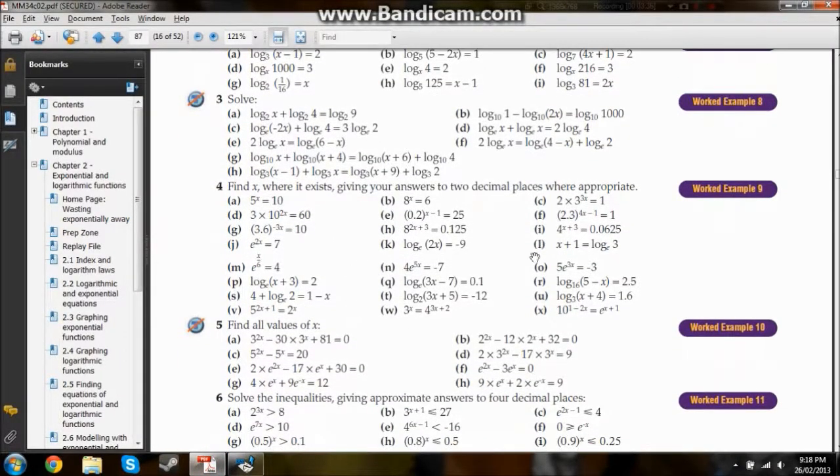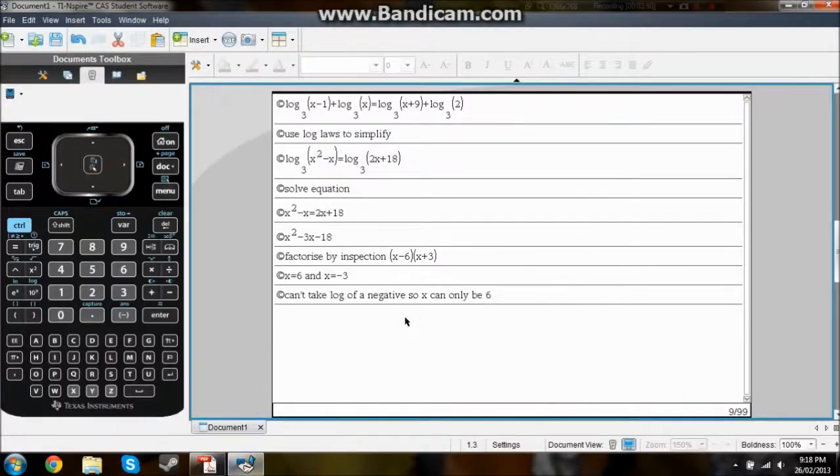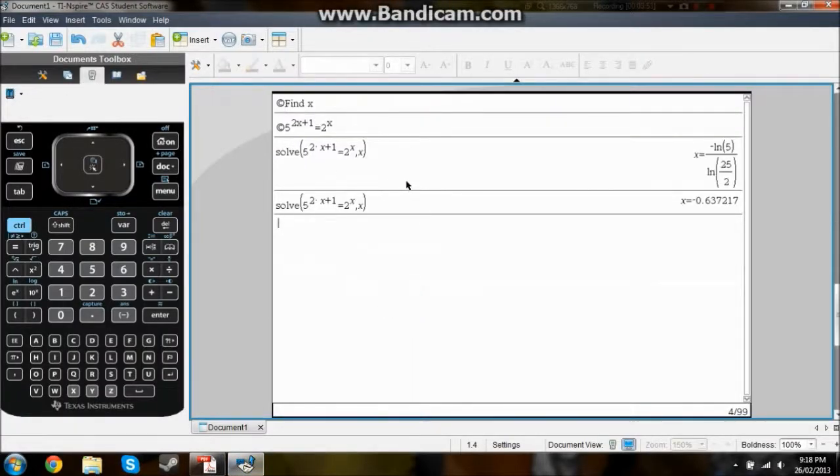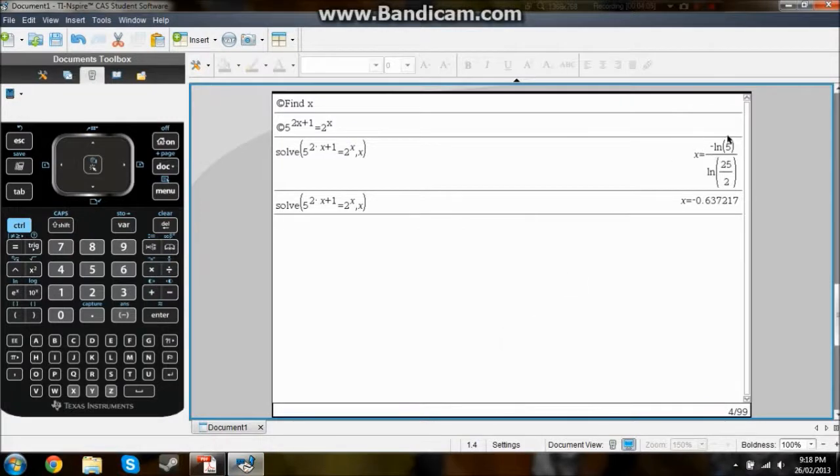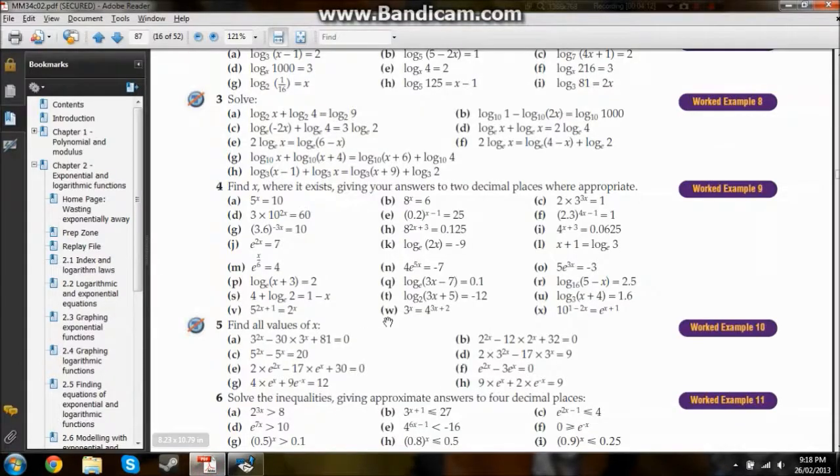4. Find x where it exists, giving your answers to 2 decimal places where appropriate. So I'll do v. 5 to the power of 2x plus 1 equals 2x. So this question you're supposed to use solve on the calculator. So very simple, just one step. If it gives you an answer like that, just press Control Enter and you'll get this answer, which is, since it asks for 2 decimal places, you can't have it in an exact number like that, you have to have it in decimals. So you'd have negative 0.64 as your answer, to 2 decimal places.